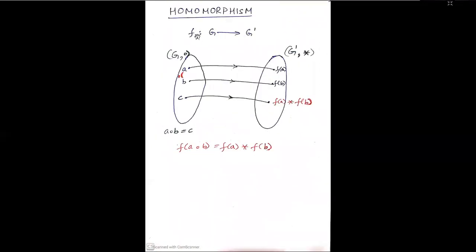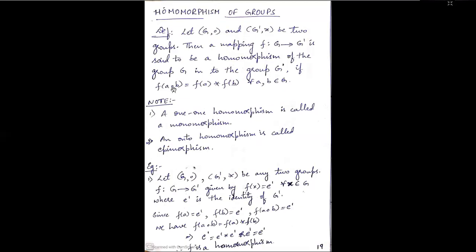Say you have f from G to G dash, with this set as G comma circle and this as G dash comma star. Now we have a mapping. So a is mapped to f of a, b is mapped to f of b, and we take the operation a circle b, which I assign to be c. Now we are checking whether c is mapped to f of a star f of b. If this holds good, then we say that f is a homomorphism. Here the operation should be circle, whereas here the operation should be star.